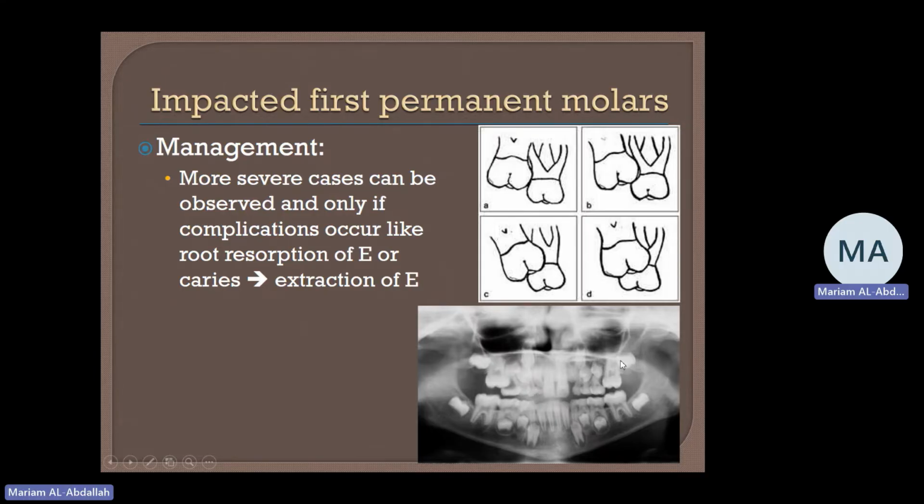The upper left 6 actually looks less severe, so this is considered mild to moderate. So we can go for brass wires or elastics as a separator. We go for 2 months, and if it responds, then this is good. If not, then we have to go for active movement or distalization of the permanent first molar.